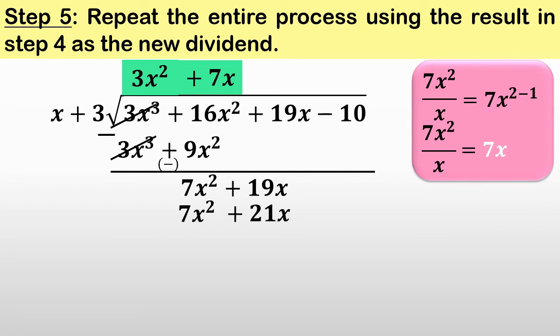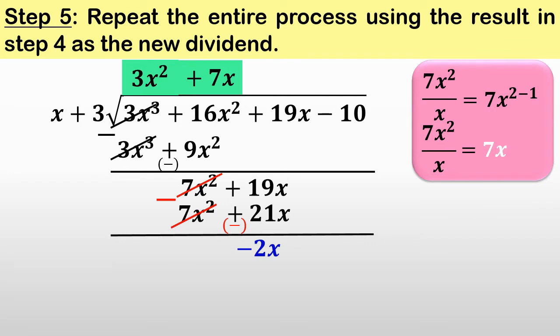Okay, next, let's subtract. Since magsusubtract tayo, let's change again the sign. So, positive will become negative, and then let's subtract it. 7x squared minus 7x squared is equal to 0. So, let's cancel it. 19x minus 21x is equal to negative 2x. Since ang ating negative ay nasa mas mataas na number, which is 21, ang magiging result is negative. So, that's why we have here negative 2x.